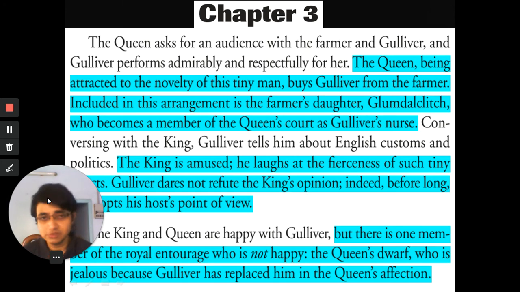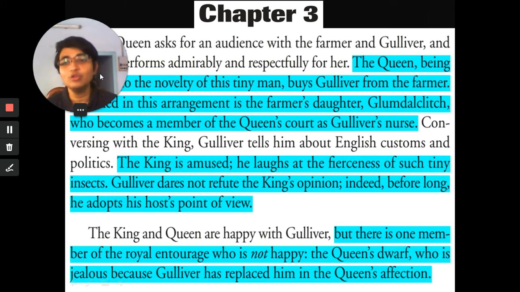But he was unaware of the fact that Brobdingnagians are a much more superior race than the English race that Gulliver represents. So the king is amused. He laughs at the fierceness of such tiny insects.